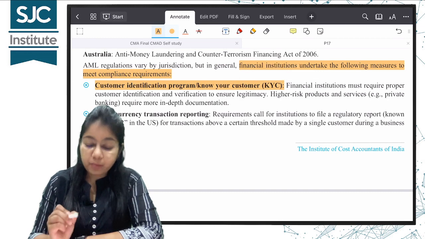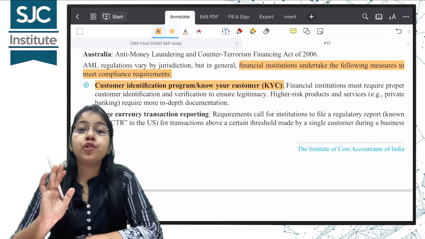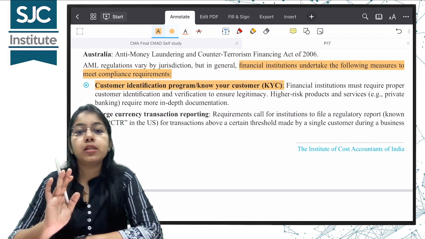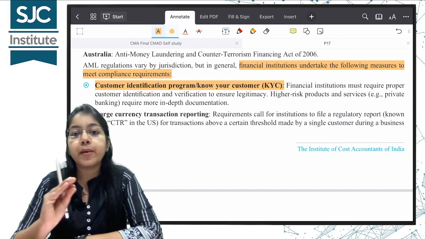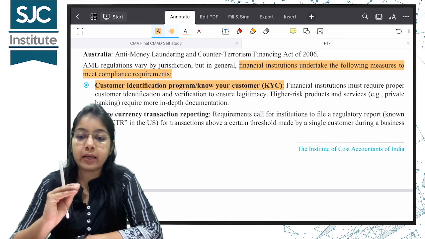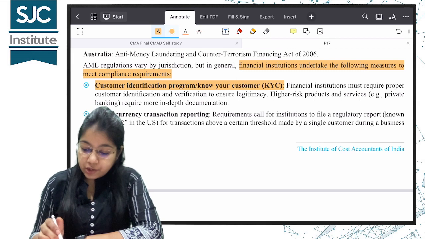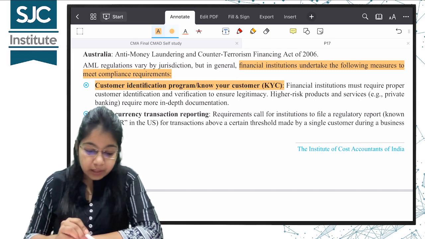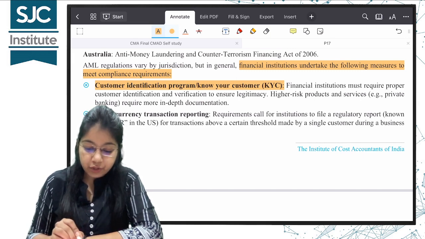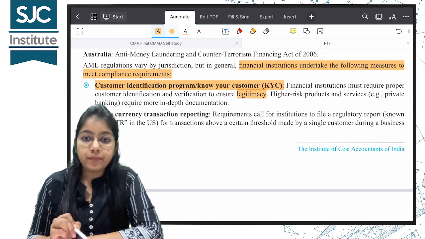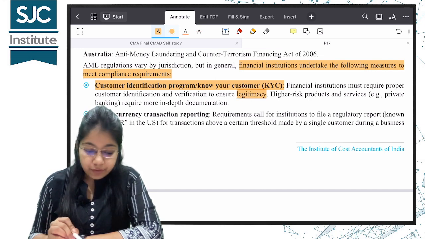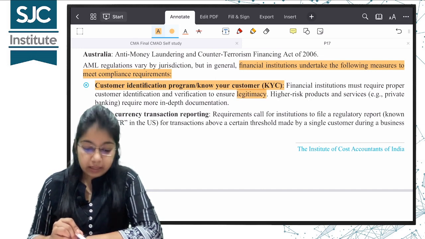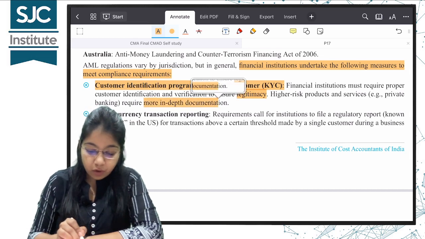What are we studying right now, ma'am? We are studying the general activities that financial institutions have to undertake irrespective of which law or regulation is applying in the country. Financial institutions must require proper customer identification and verification to ensure legitimacy. Higher risk products and services, for example private banking, require more in-depth documentation.